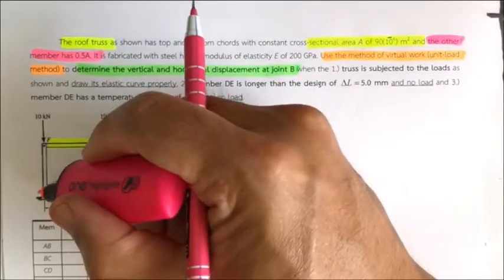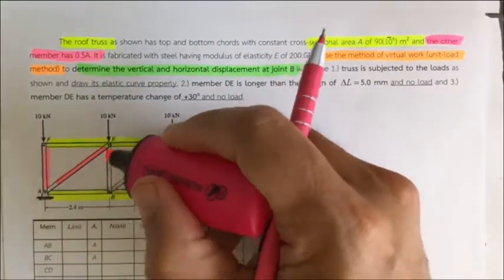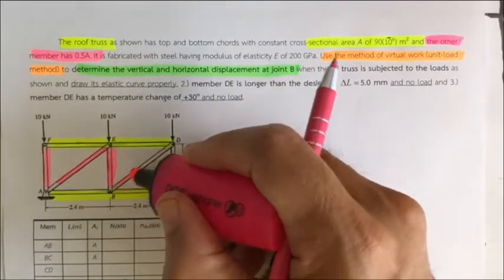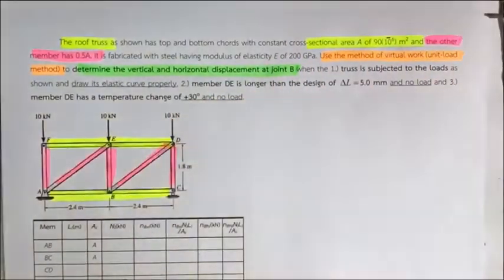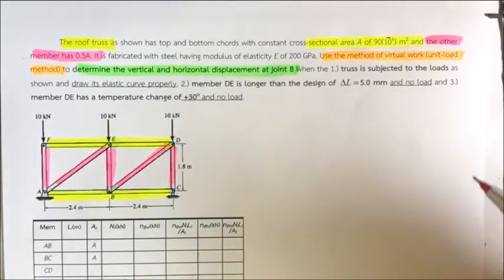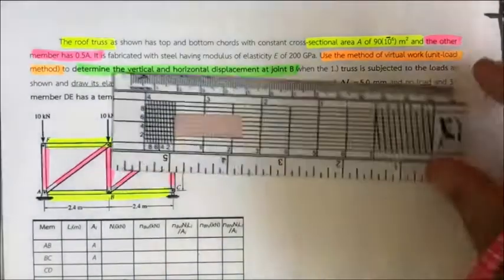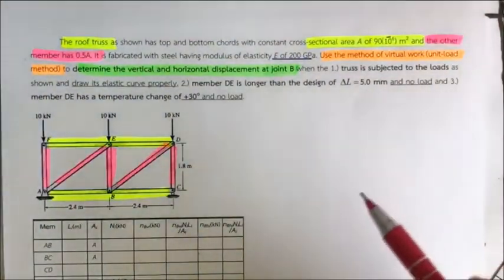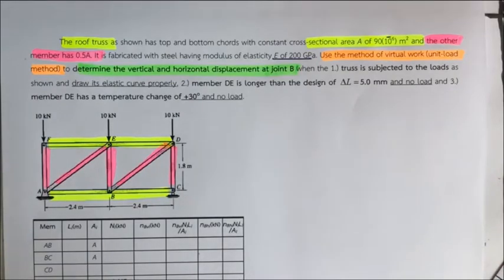The other section has the area of 0.5a. So this member is 0.5a, and the yellow one has the cross section of a, and it's made of steel, so they give us E equal to 200 gigapascal. As we know, they ask us to determine the deflection at B.